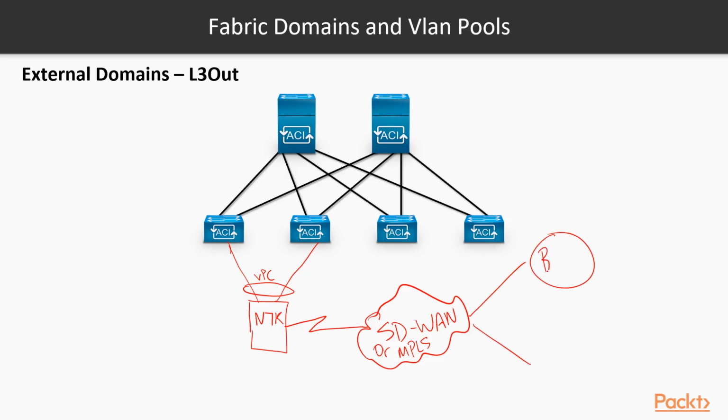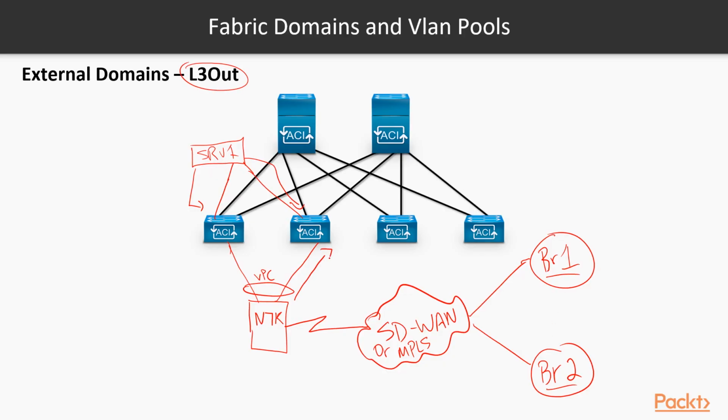So we've got branch 1, we've got branch 2, and this is a scenario, right? We've got our production servers on the ACI fabric, and the default gateway for those resources sits on the ACI fabric. However, I need to allow access from my branches to my ACI fabric, and you do that with an L3 out. There is either an OSPF or BGP adjacency between the 7Ks and my leaf 1 and leaf 2.